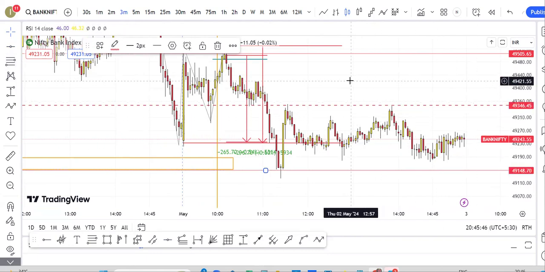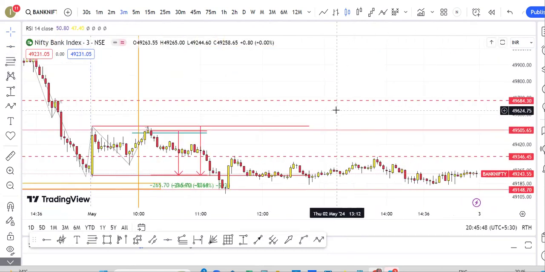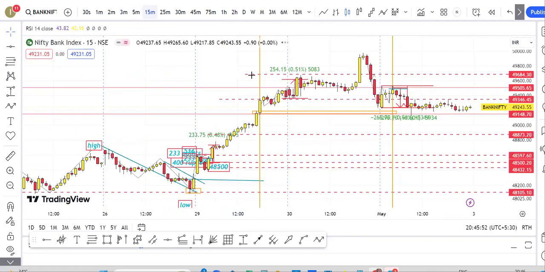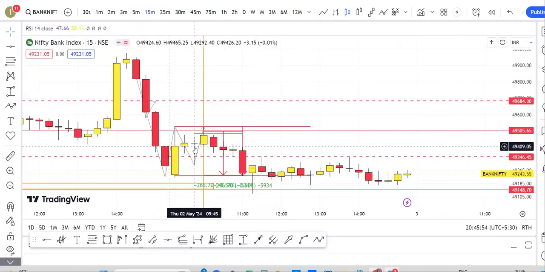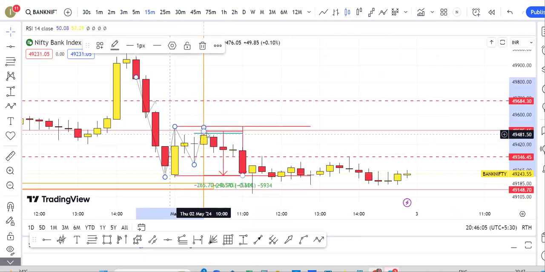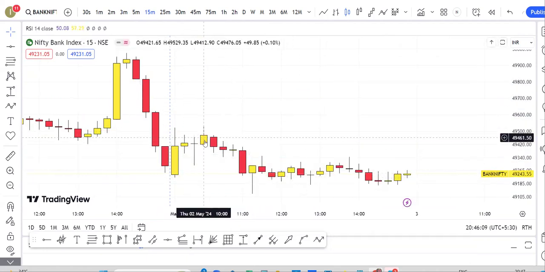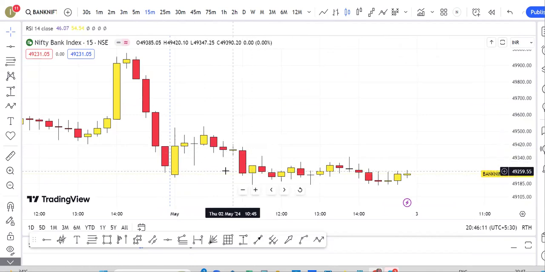One trick is, I'll change the time frame to 15 minutes. When you see these types of candles, manipulation candles, with wicks on the upside and downside, let me remove the drawings. And when you see this type of candles, do not trade.